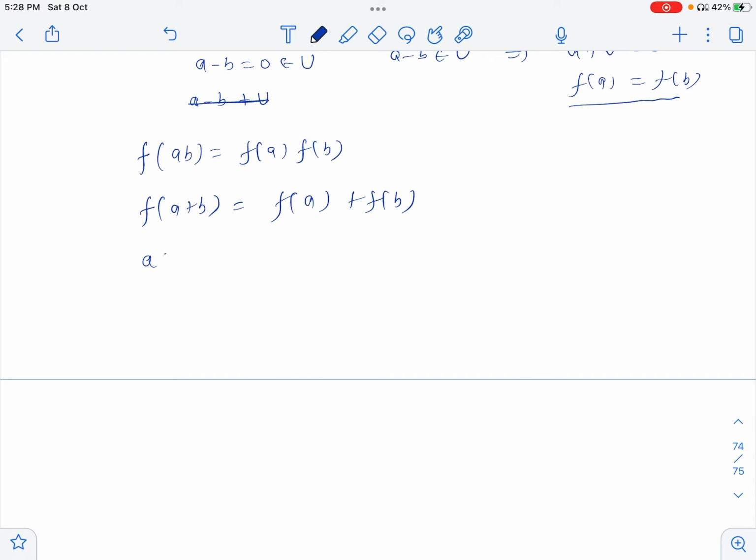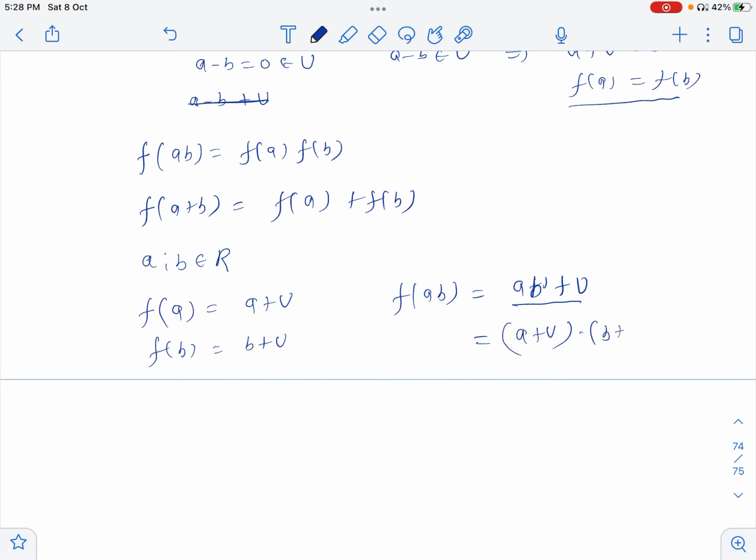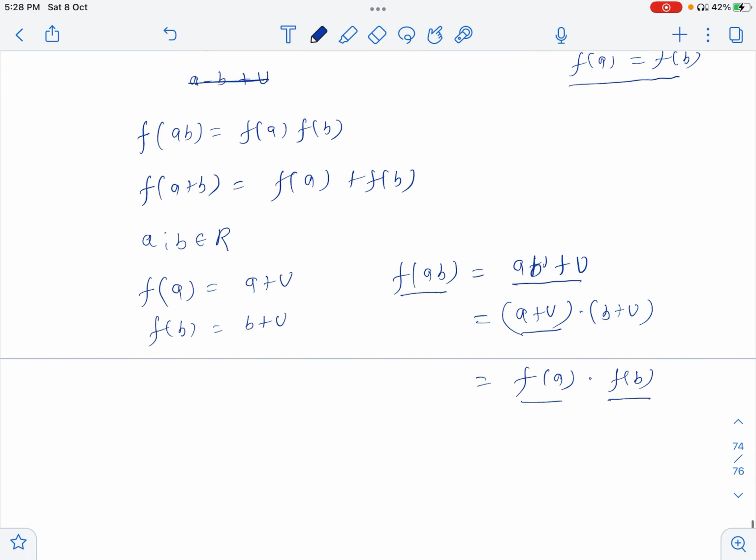So let us prove that F is a homomorphism. Let us assume that A and B belong to ring R. So F(A) is equal to A + U, F(B) is equal to B + U. So F(AB) is equal to AB + U. And how we defined composition with respect to multiplication is that this can be written as A + U multiplied with B + U. That means A + U is image of F(A), and this is image of F(B). So F(AB) can be written as F(A) multiplied by F(B). So we proved the first part.